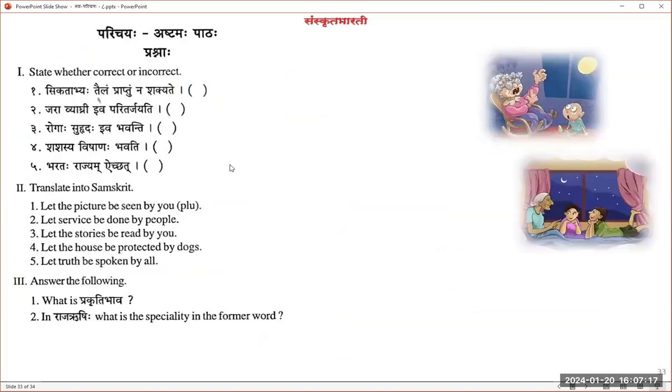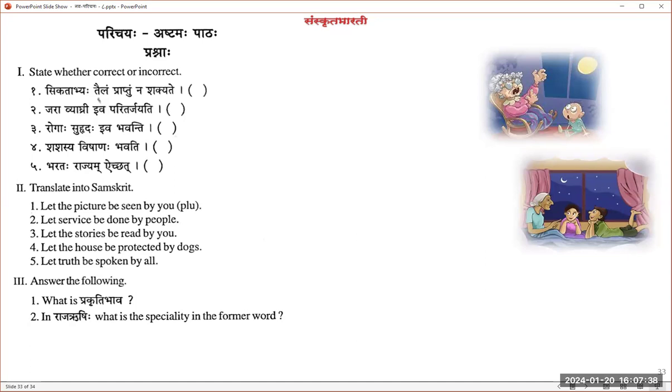Okay, so we'll conclude today's 8th lesson with these few questions. So you guys can crowdsource the answer for me. Sikatabhyah tailam praptum na shakyate. How do you want to answer this?